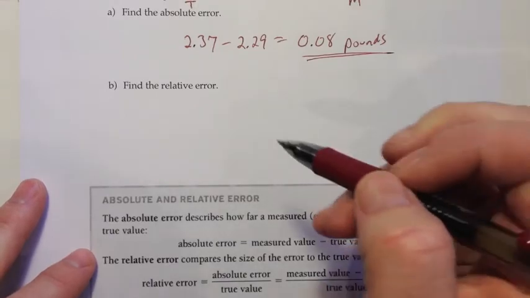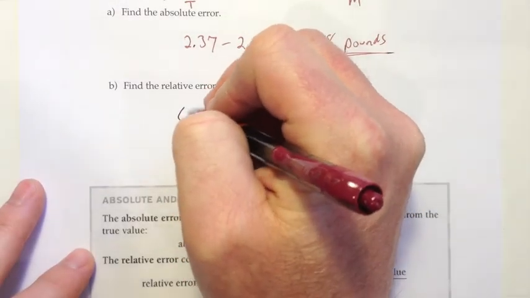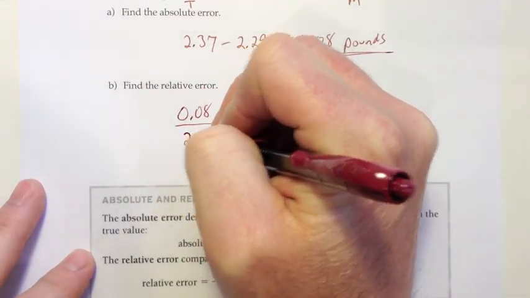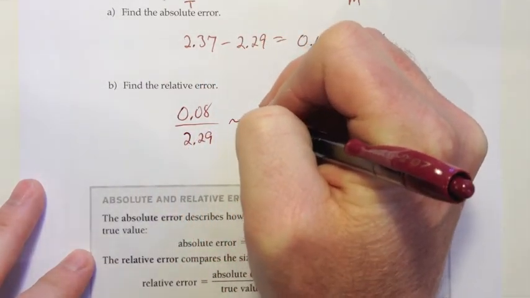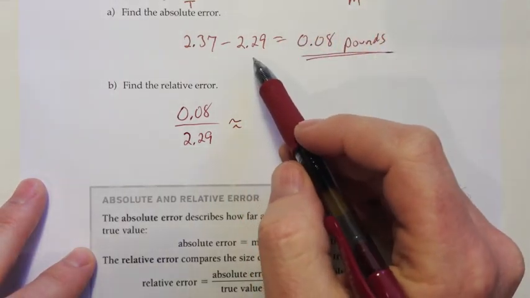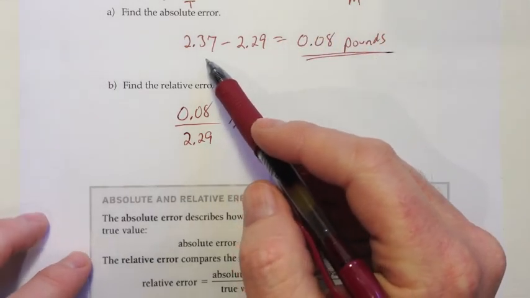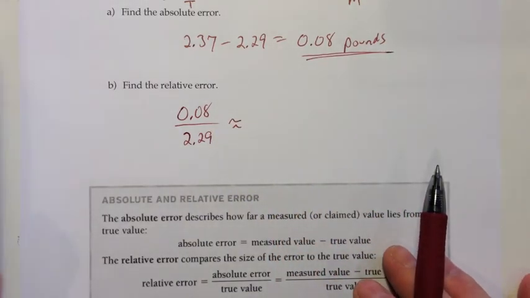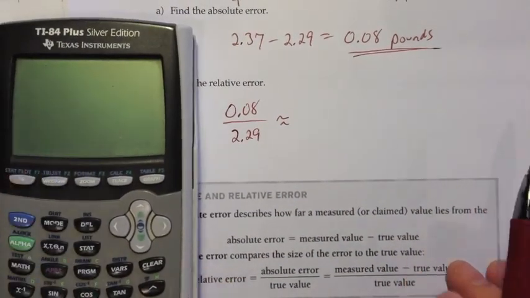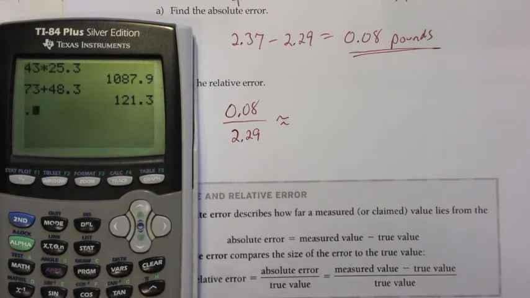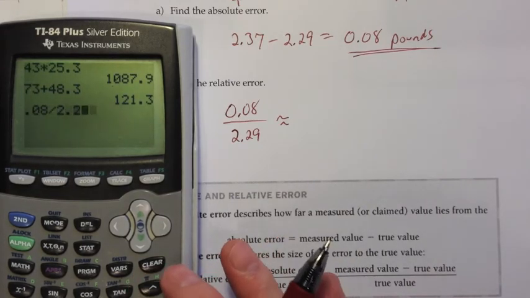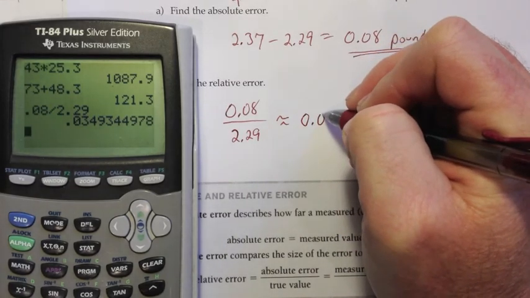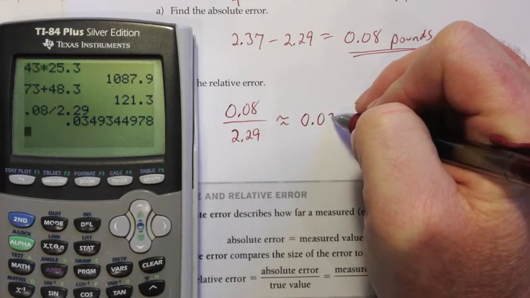So find the relative error. I would take that difference, which is 0.08, and divide it by the true value, which is 2.29. And that's where you have to be careful, is making sure you divide by the true value. If you divide by this one, you'll get a different answer, and it's only considered correct if you divide by the true value. So just doing that on the calculator real quick. I have 0.08 divided by 2.29. I'm going to write that out with 4 decimal places, so approximately 0.0349.